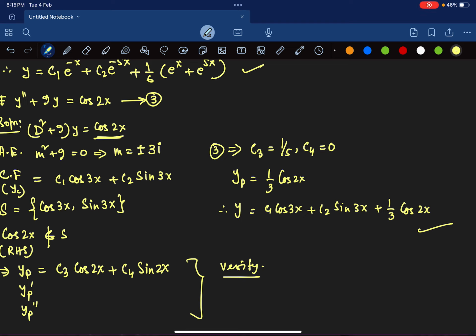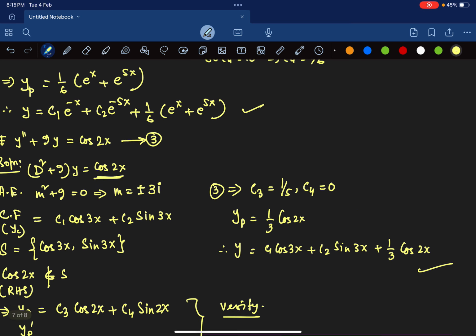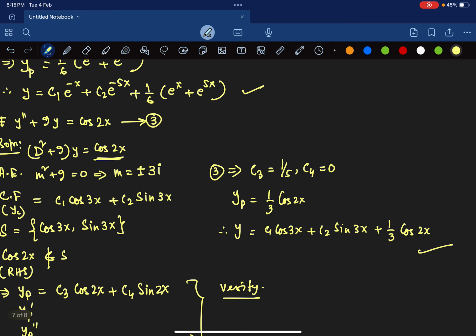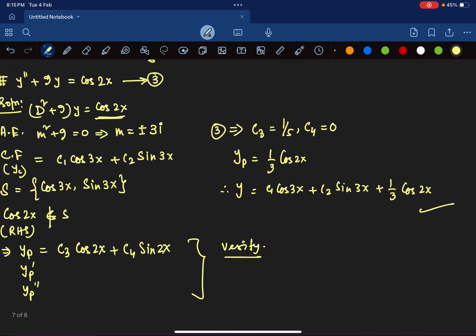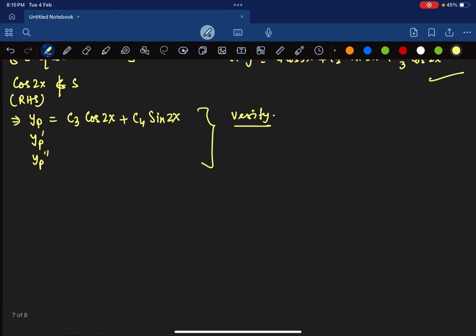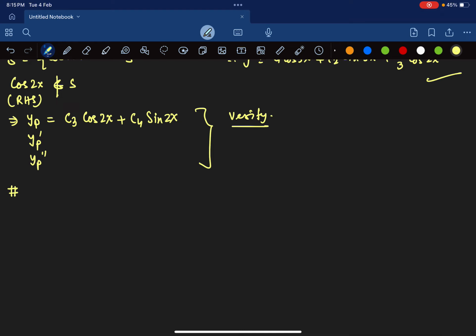Now let us take another question. These are of the same type. See, this right hand side part does not belong to the solution set. This is the one concern we got from this discussion so far. Okay, next question here. This is another type: y double dash minus 3y dash plus 2y is equal to 4x square.